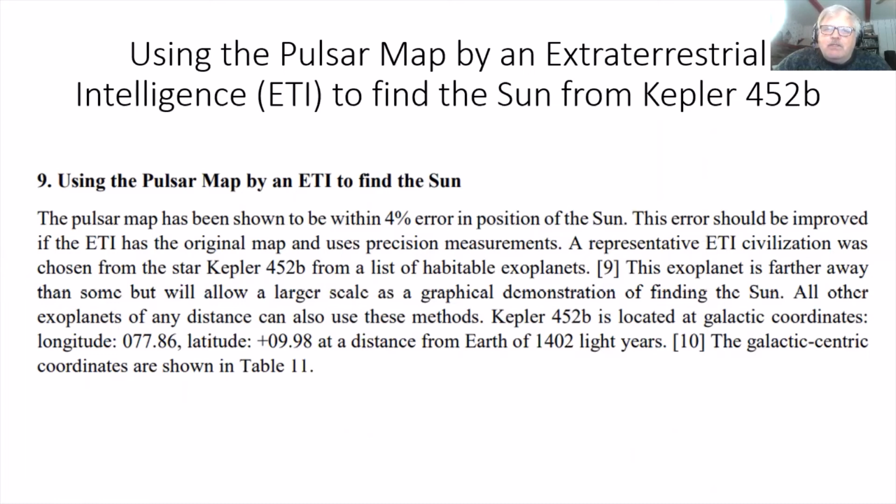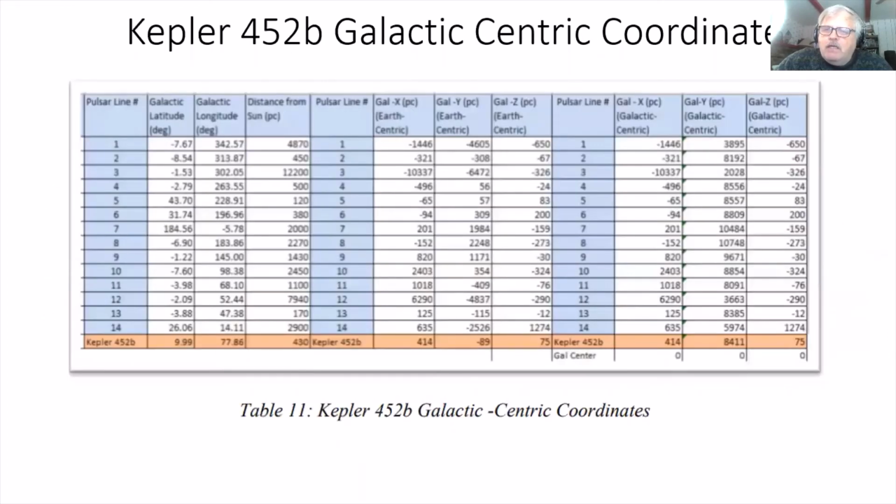Okay, so it appears that, using the angle measurements and the distances and determining the numbers, an ETI can find where the sun is. The next step was, can I actually navigate using those same pulsars? So I chose a star, Kepler 452b, which has a known exoplanet on it, and I decided, okay, let's just try that. It's 1,402 light years away, so we're going to attempt that.